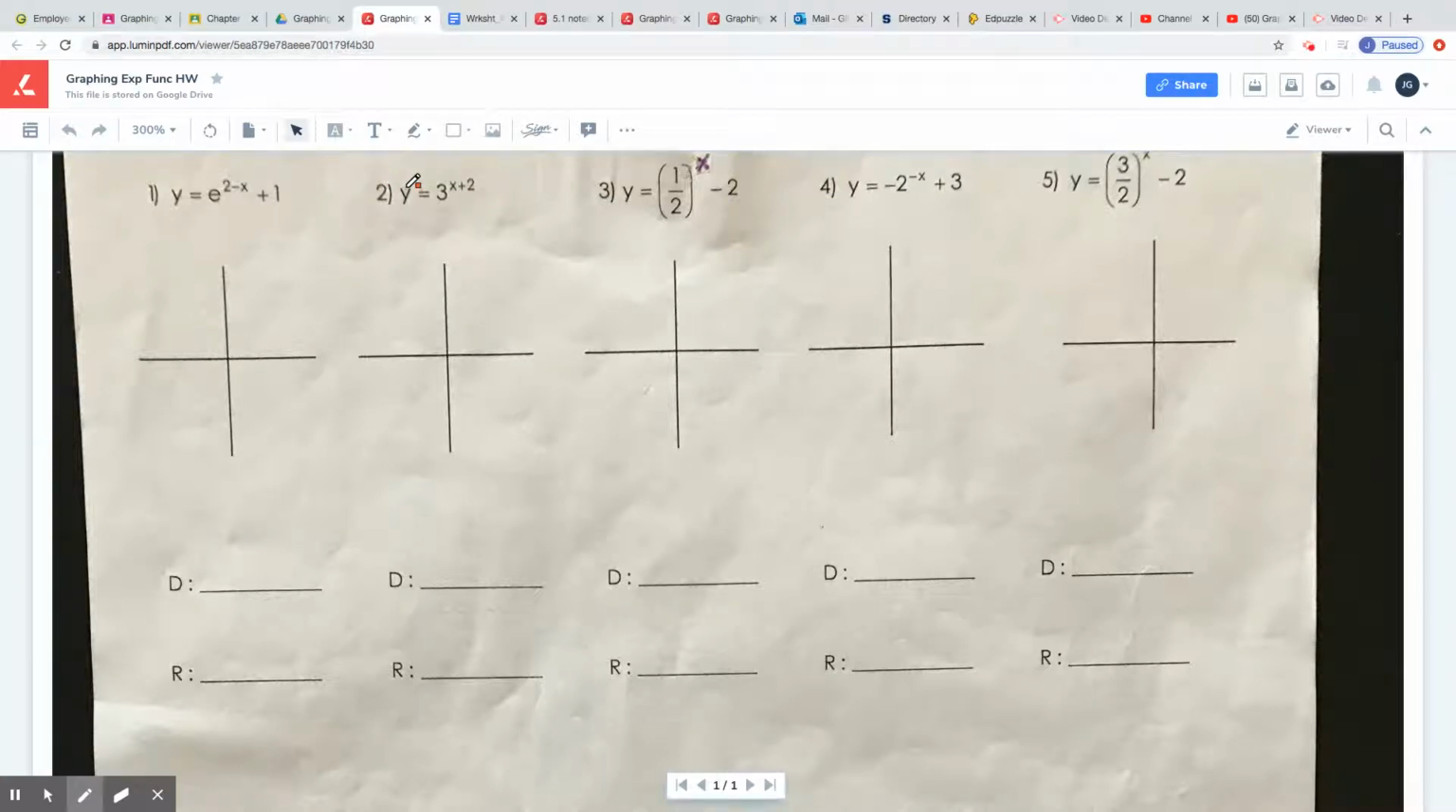All right, so I'm going to go over the homework for day 1 of graphing exponentials. You had to do number 2, number 3, number 5, and number 6.